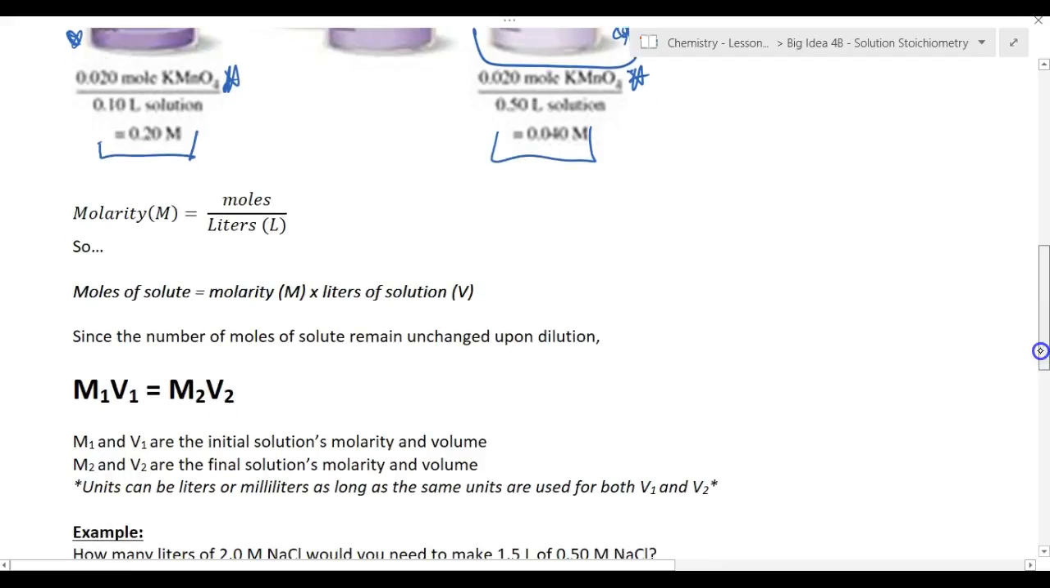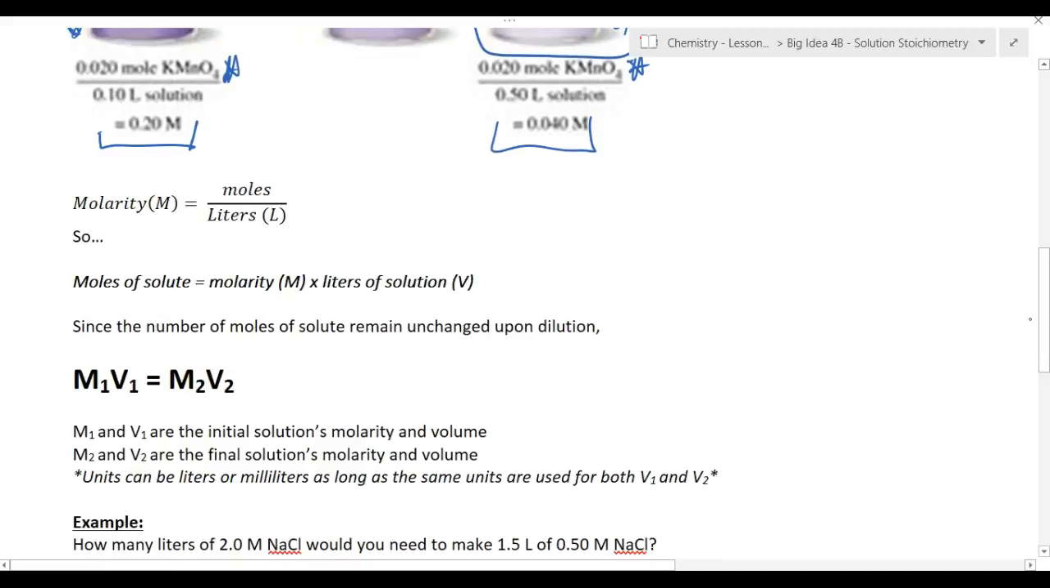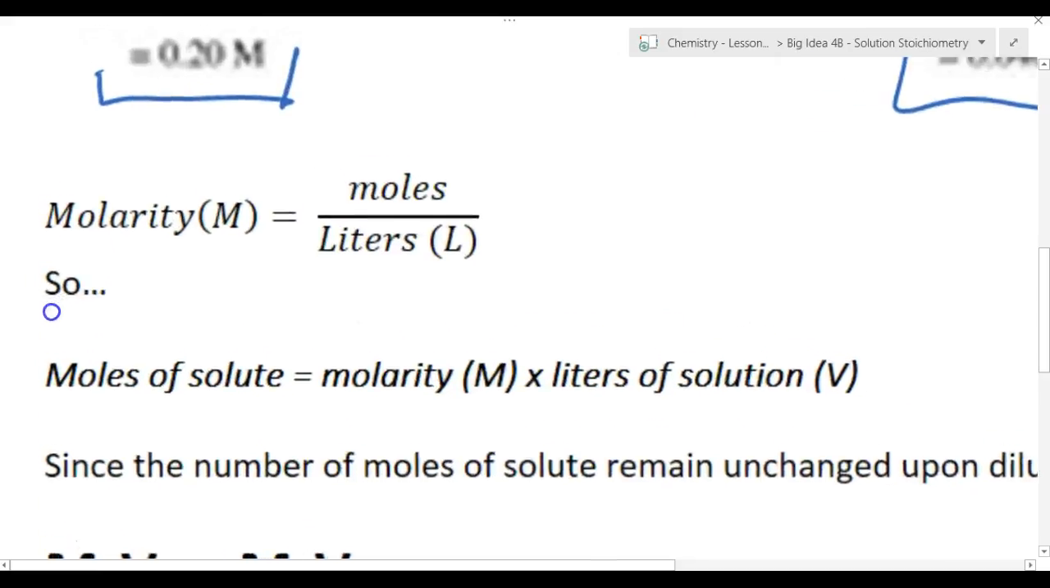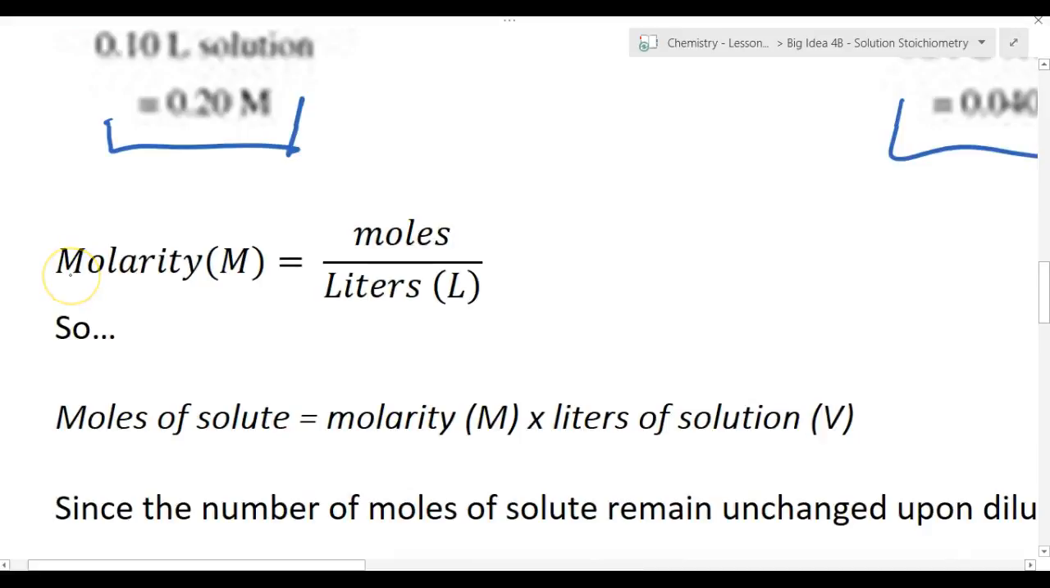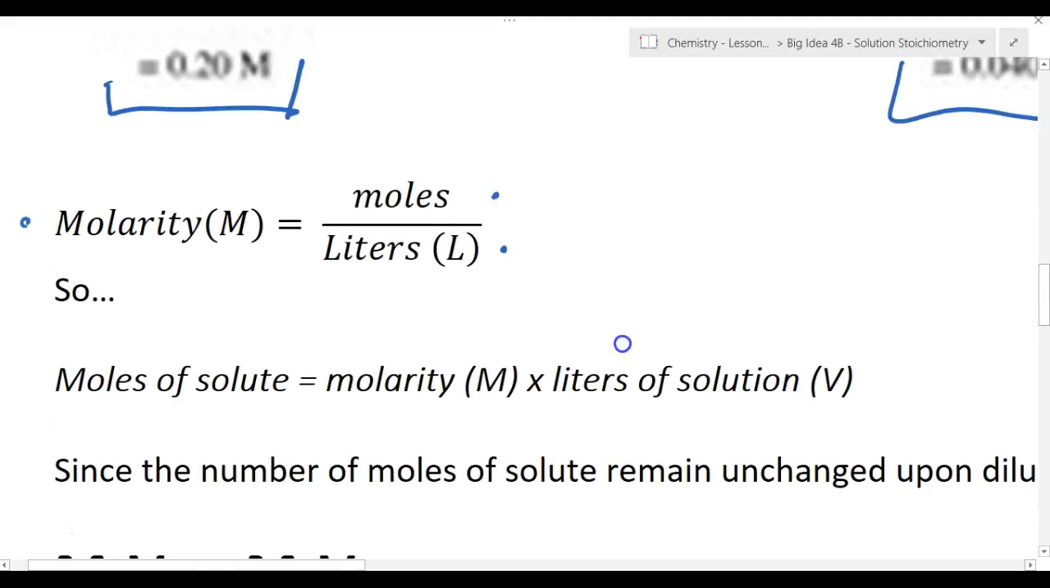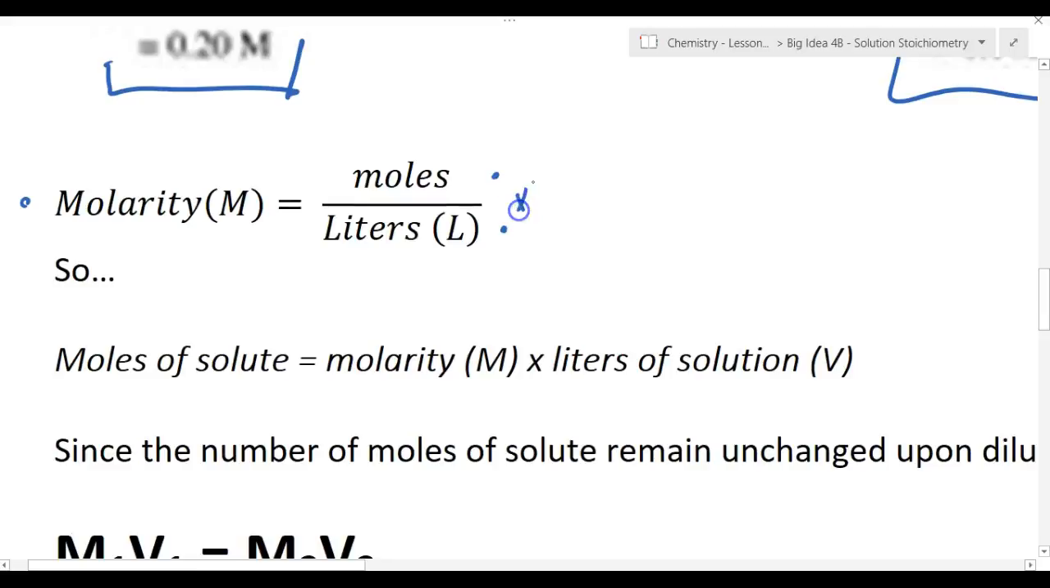Okay, so here's our equation for this. Our equation that we talked about earlier is molarity is equal to moles divided by liters. You guys already know this equation for molarity. Now, if we wanted to rearrange this equation, if we multiply both sides by liters, it's going to cancel out over here. Then you have liters times molarity, so liters times molarity is equal to moles of solute. All you're doing is rearranging the equation from up here. So your moles of solute is equal to molarity times liters of solution.